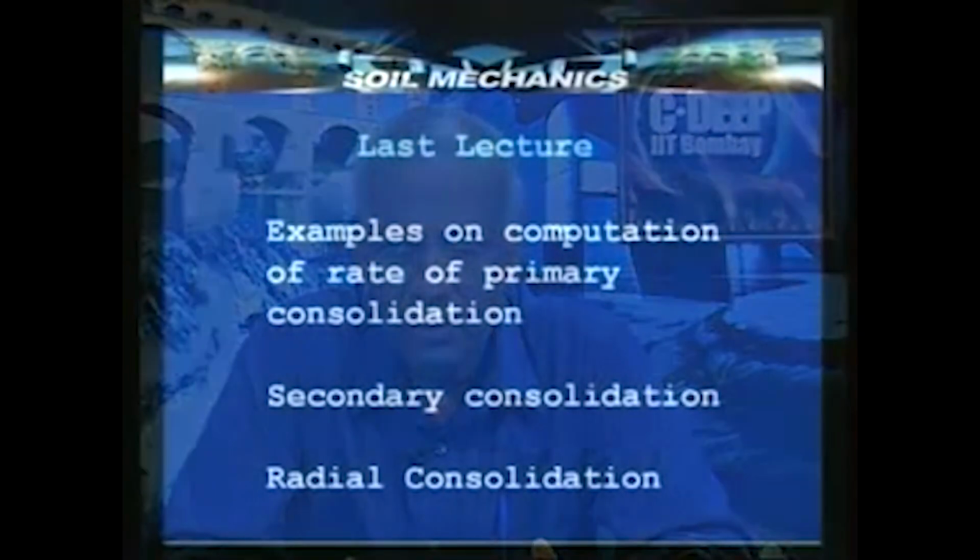It requires the knowledge of either the so called coefficient of consolidation and how it varies with time, and essentially it depends upon determination of certain parameters of compressibility from the odometer test. So, if you remember, we saw details of the odometer test, how to compute the compressibility parameters from them, and then how to compute the rate of consolidation, primary consolidation in particular. Then I also introduced the concept of secondary consolidation and finally radial consolidation.